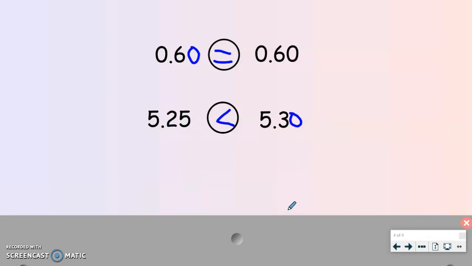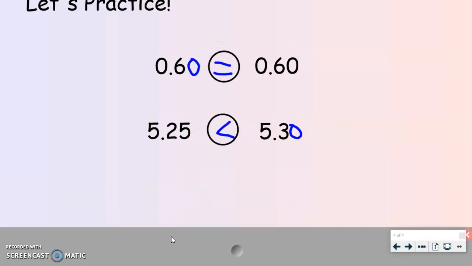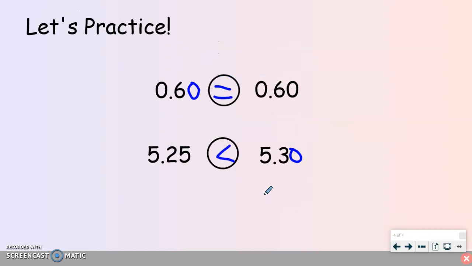Alrighty, and that is it for today. Pretty quick, simple lesson, like I said. Lots of different tools you can use, a place value chart, adding a 0 if it only is in the tenths place, just to bring it out to the hundredths place. And yeah, so comparing decimals.